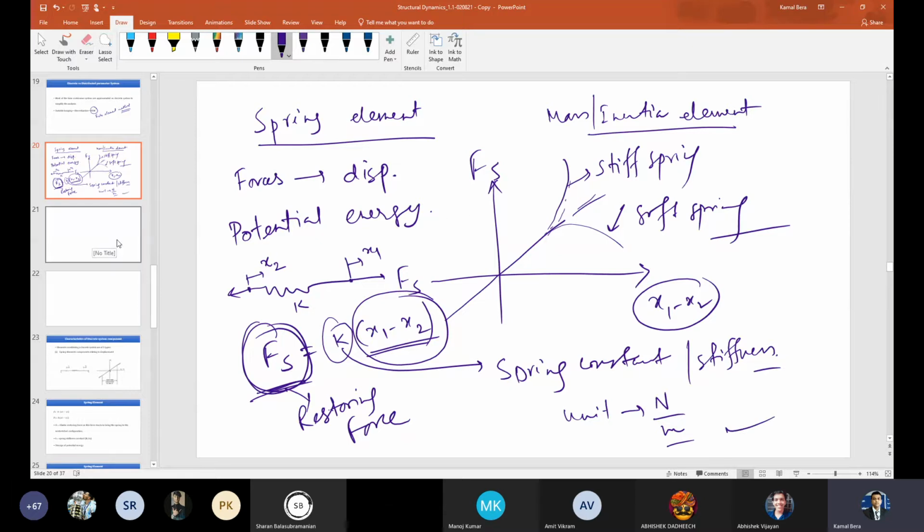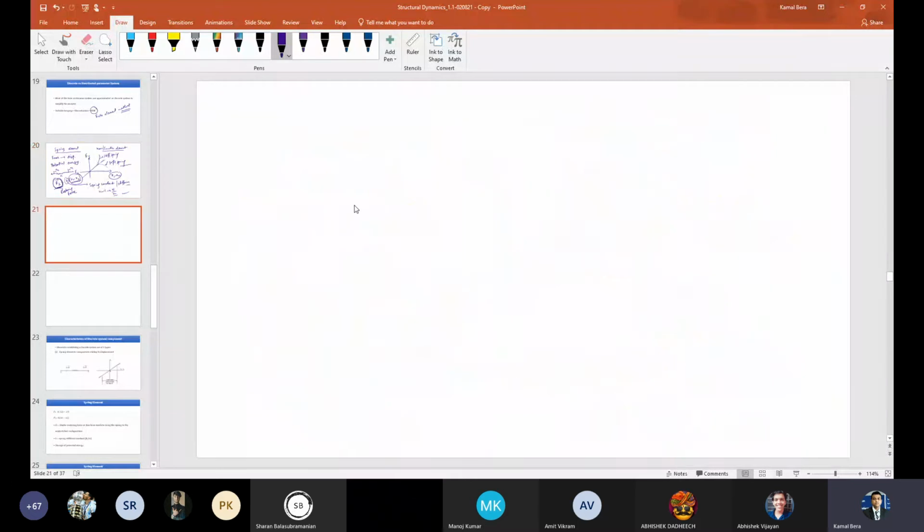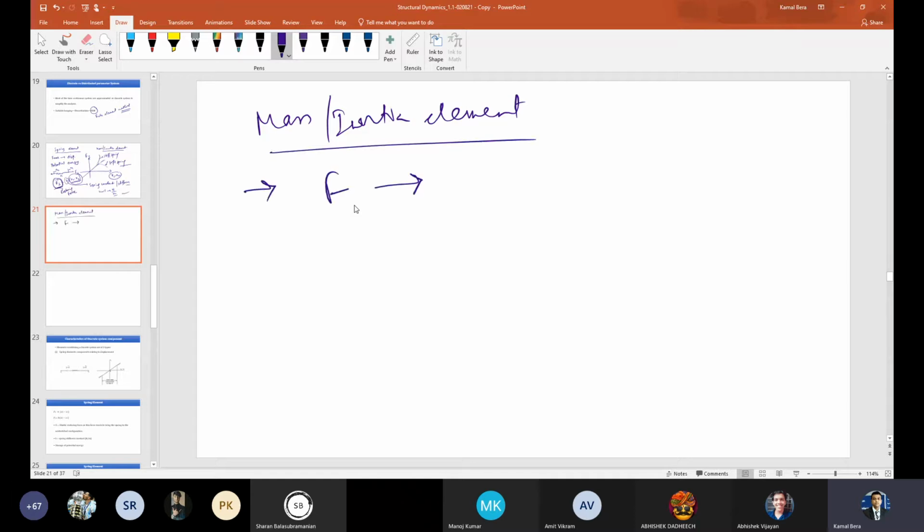Now first we discuss the inertia. The damping is a little bit different, so we'll discuss damping just after discussing the mass or inertia element. This is also very simple. It relates the force, Fi or Fm, which you can call the inertia force, with the acceleration.